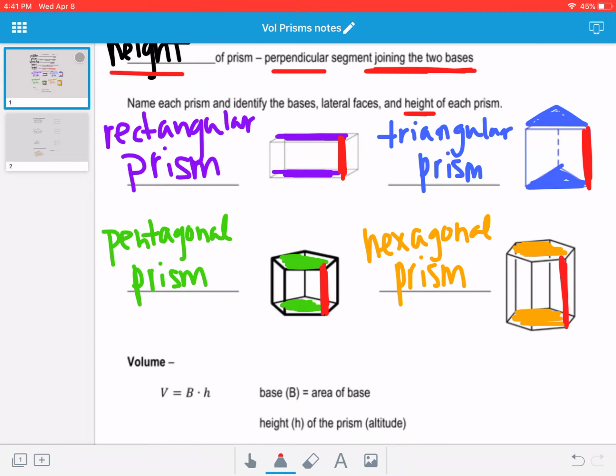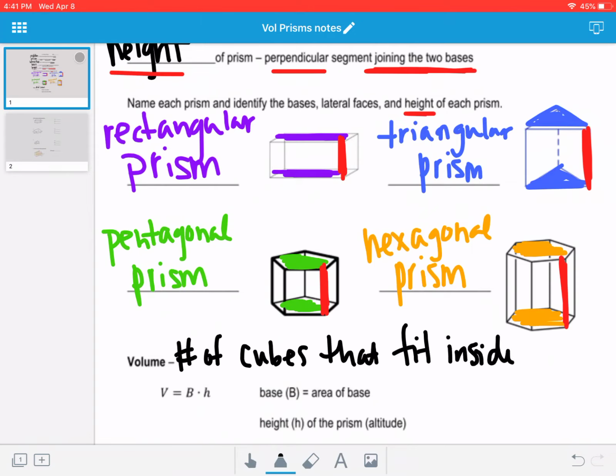Awesome. So remember, volume is the number of cubic units that can fit inside of a figure. It could be a cubic inch, a cubic foot, a cubic yard. It's the number of cubes that fit inside the solid.